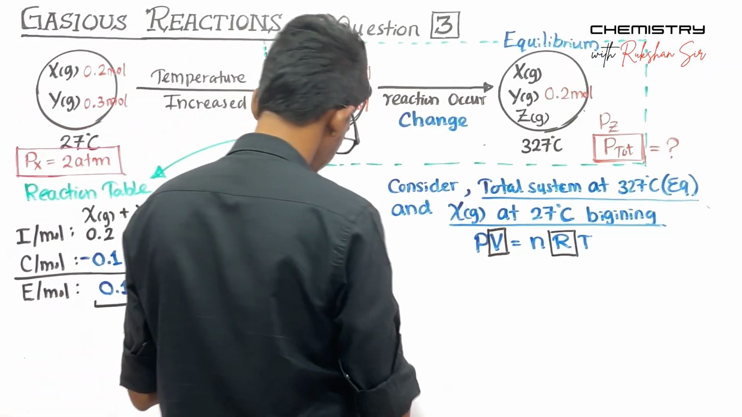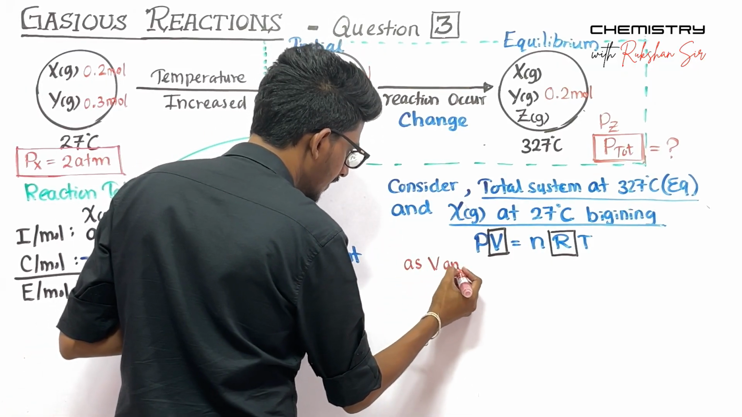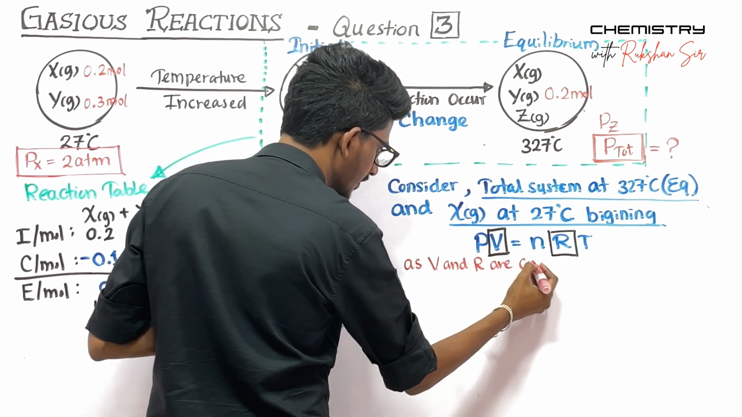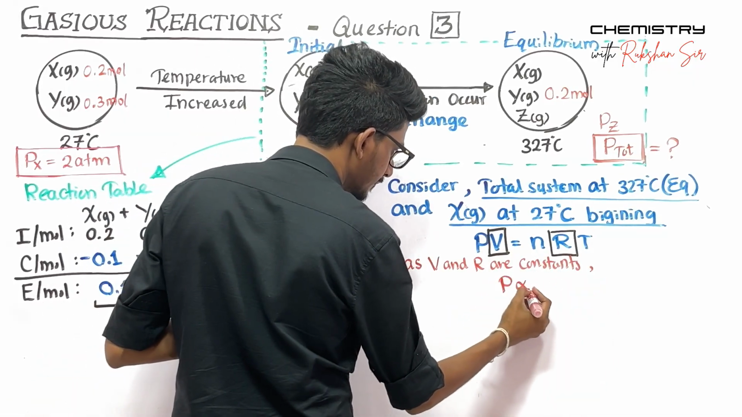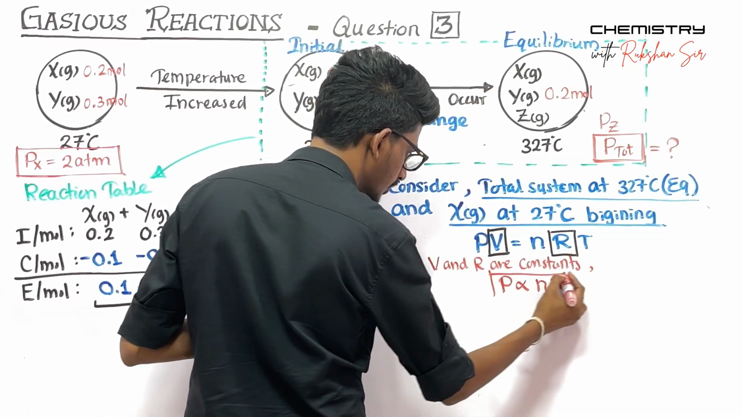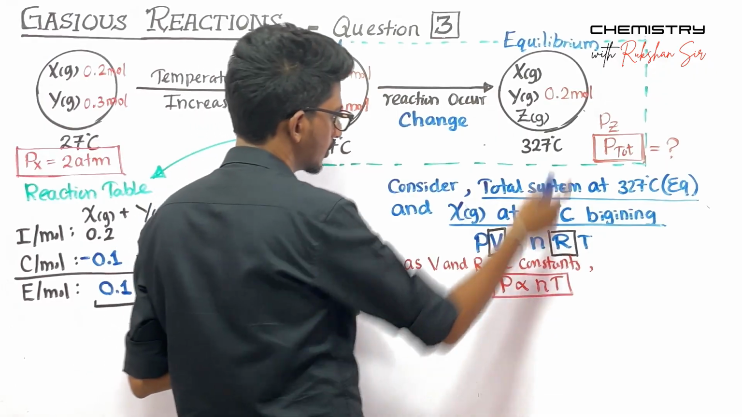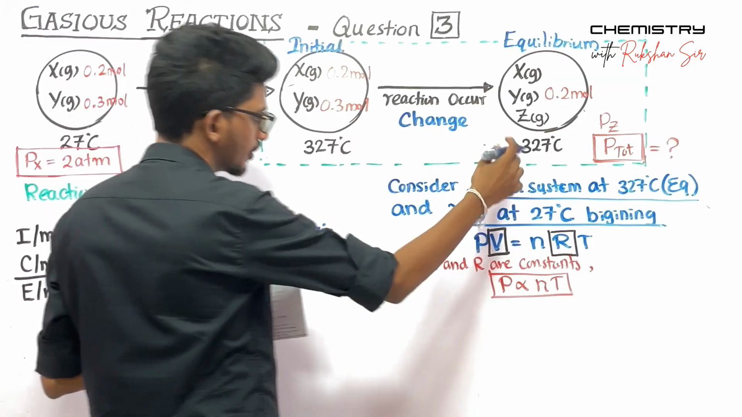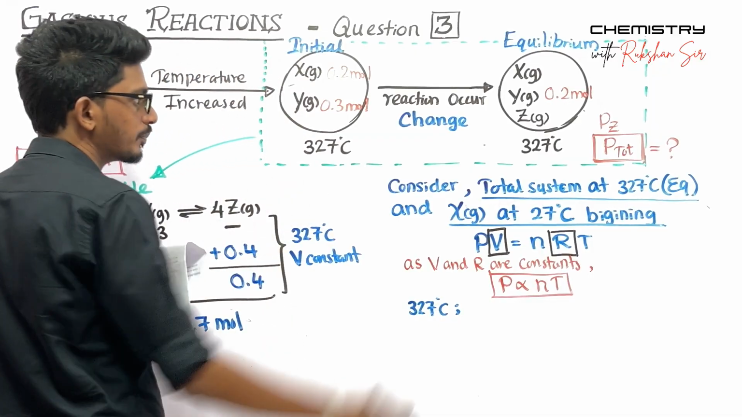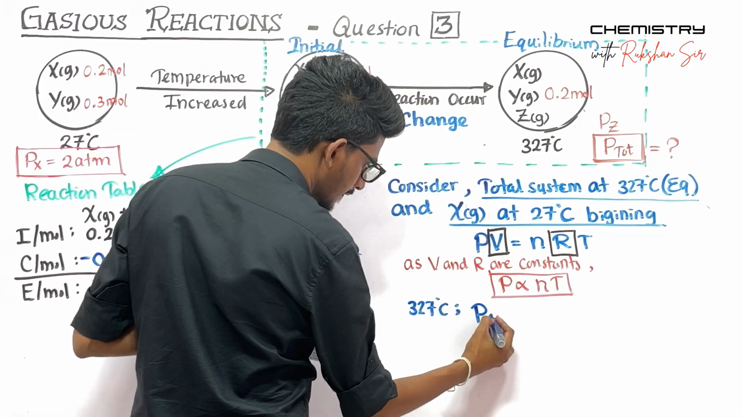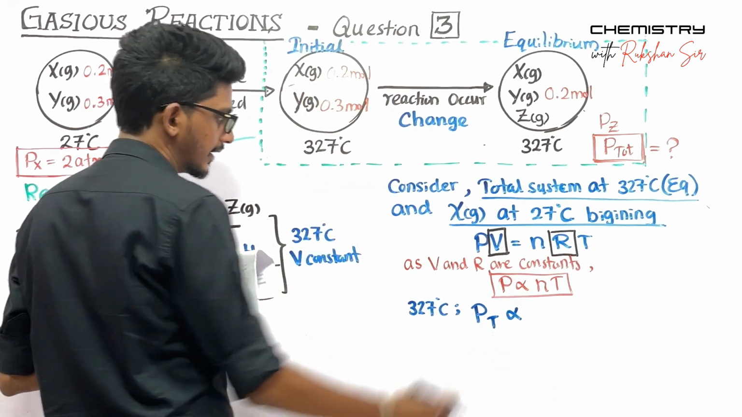As V and R are constants, we can say P is proportional to nT. For these two equations, P is proportional to nT. So let's first apply this to the two equations. For 327 Celsius, P total, that is what we need, is proportional to nT.